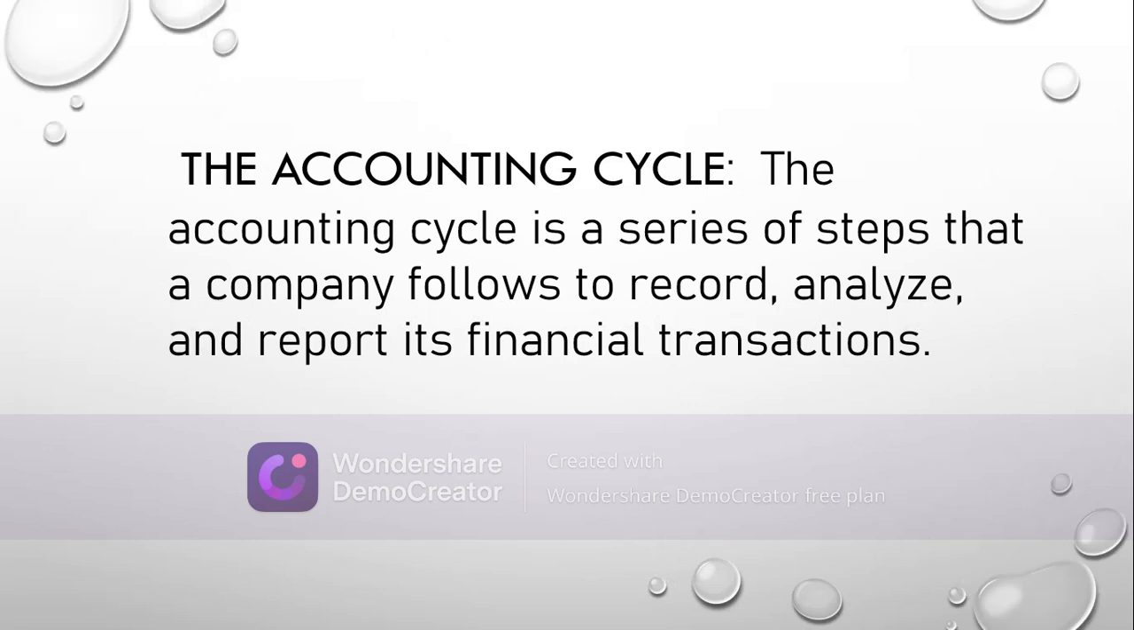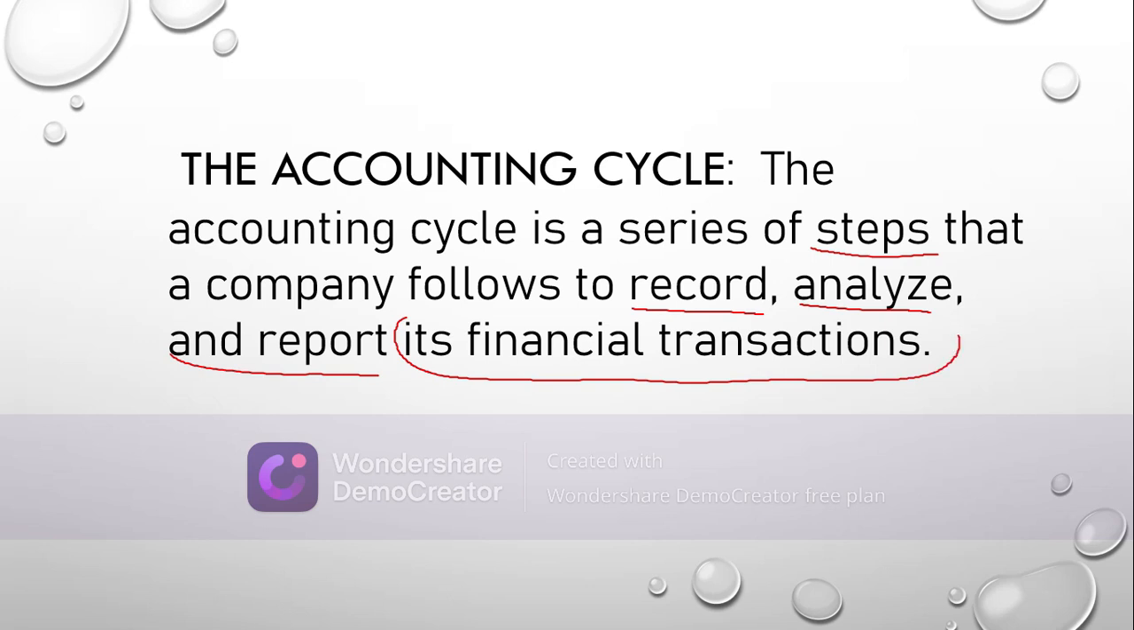Accounting circle. Accounting circle or process can be defined as a series of steps that a company or business follows to record, analyze, and report its financial transactions. So these are a series of steps or processes that a company must follow to record, analyze, and report financial information to users. This is a very clear definition, and this is exactly what the accounting circle entails.